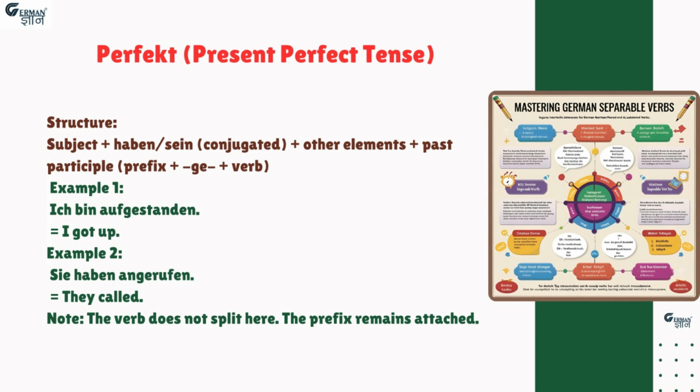So you can notice that we have not separated the verb. Another example is Sie haben angerufen, means they called. Again the verb over here is anrufen, which is a separable verb, but the verb is not split here.